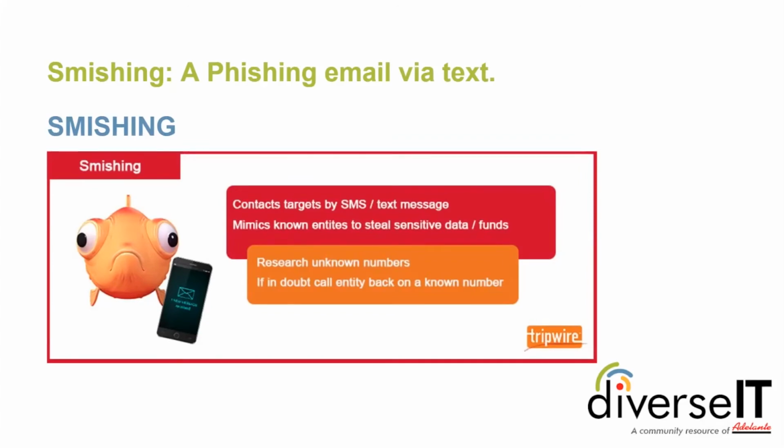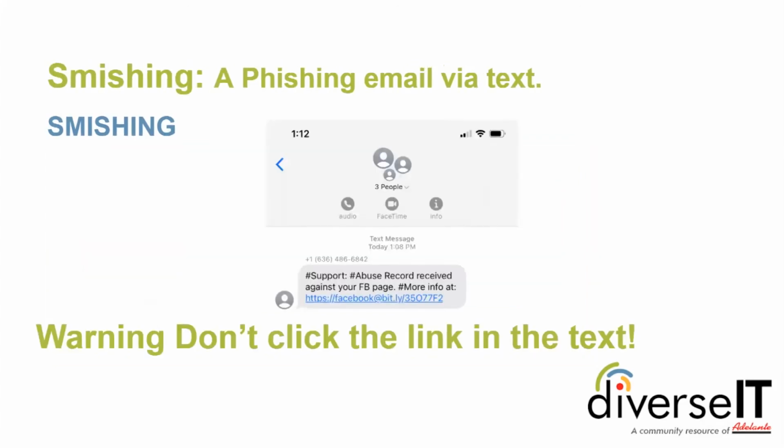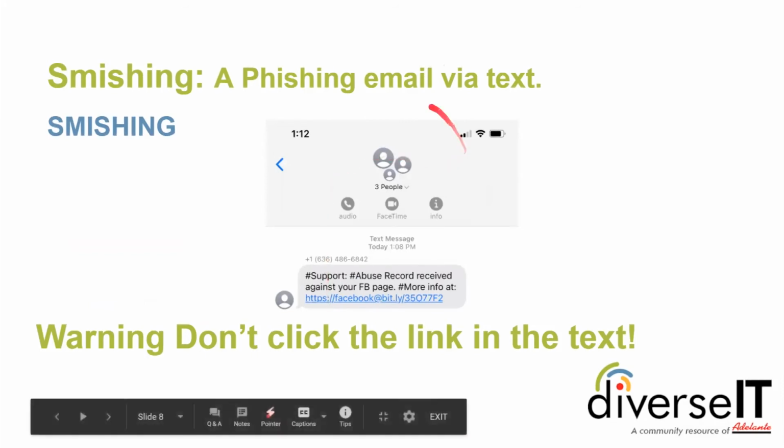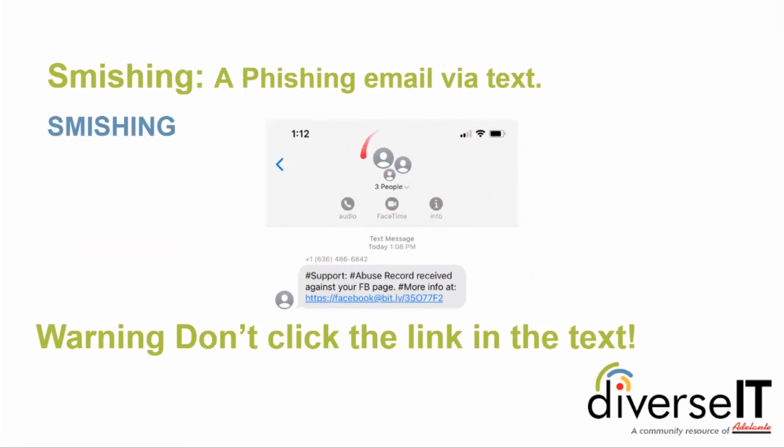So let's take a look at what one of these looks like. Now, again, this is an actual text message somebody received, but it says some of these same types of things. It tries to make it seem like there's more than just you on this text message. So it sounds like it's a group trying to create a circle of trust, that, hey, you want to be part of this group message. And then it also tells you support, abuse, record received against your Facebook page. More info at Facebook at bit.ly with some numbers.